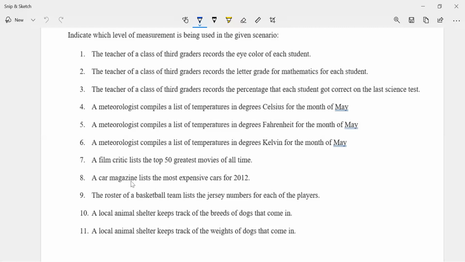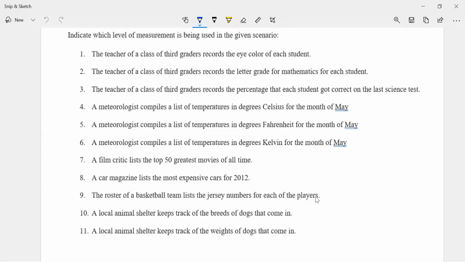Now, number 8, there's a car magazine that lists the most expensive cars for 2012. Prices can be compared at the ratio level, because things can be compared. Let's say you buy a car for $20,000 and another for $100,000. Instead of buying the expensive car, could you have bought 5 of the cheap cars? Yeah. So that would be ratio.